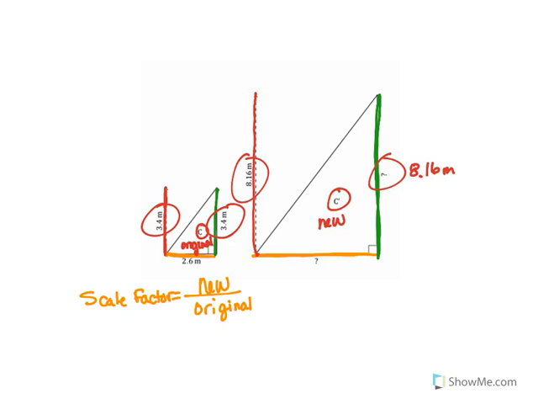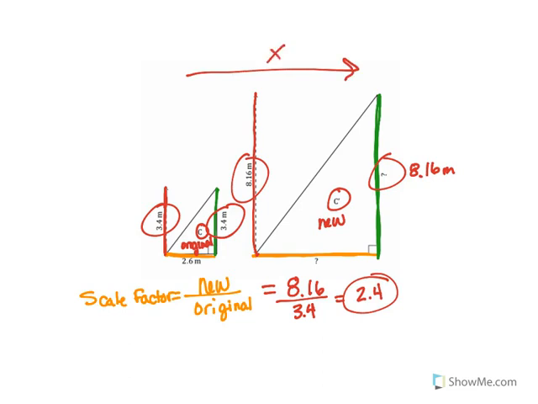Remember, when we do a transformation afterwards, we call it prime. So if we do new, we're going to do 8.16 over the original, which is 3.4, and put that in your calculator. 8.16 divided by 3.4. And you should get that your scale factor is 2.4. That's important. Now we're going this direction, so we need to multiply. So to go from here to here, we're going to multiply. So we're going to do 2.6 times 2.4.